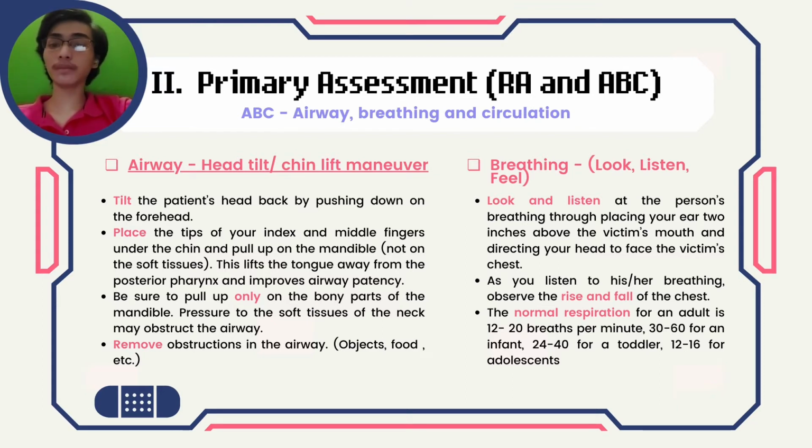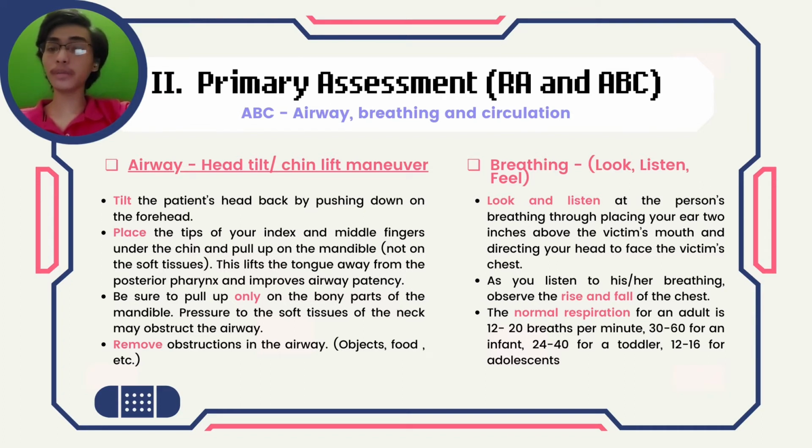Breathing is observed through what we call the LLF, or the look, listen, and feel technique. Look at the chest rising and falling to ensure that the victim is breathing. You may also listen to the chest and feel for air coming out of the mouth and nose. The normal respiration for adults is about 12 to 20 breaths per minute, 30 to 60 for infants, around 24 to 40 for a toddler, and 12 to 16 for adolescents.